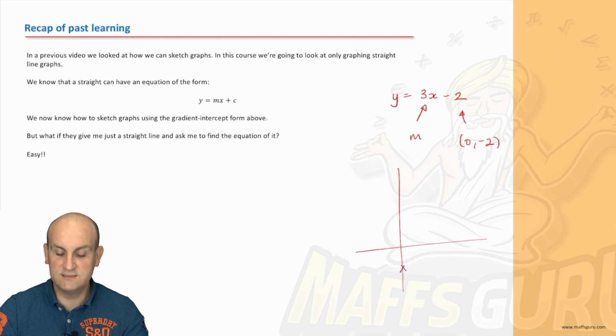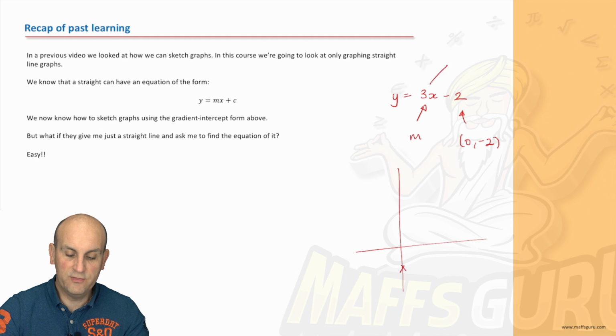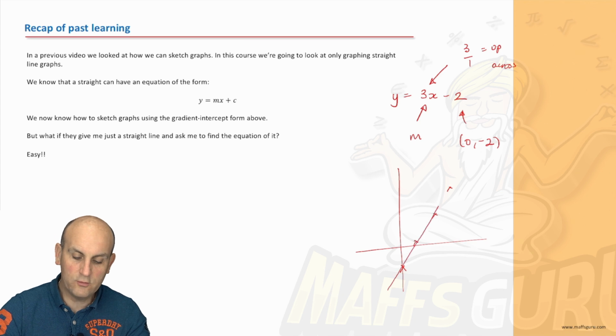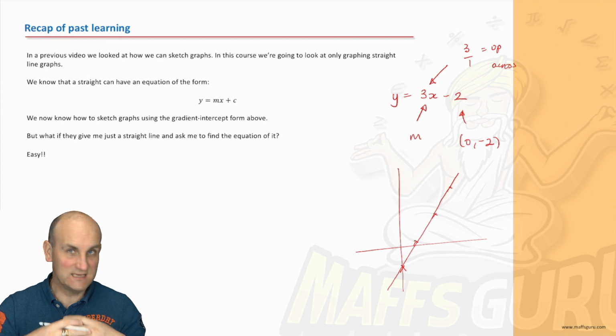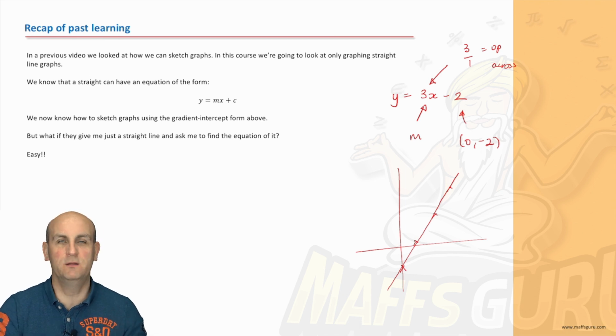So I can draw a point at 0, minus 2. I know that this is 3 on 1, which means 3 up for every 1 across. And I can go 1 across and 3 up, 1 across and 3 up, 1 across and 3 up, and draw them together. And lo and behold, I've now sketched my graph. It's like doing the table of values, but not really. And that was certainly one way of doing it.